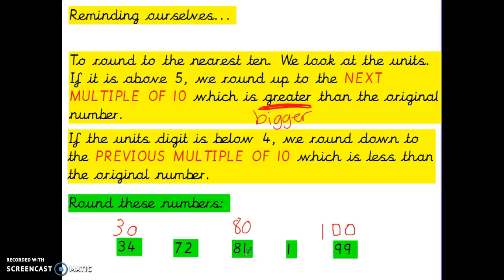So if you have a look here, we look at 1 in our units column, and we know that we're going to round down, so that turns it into 80. And we look here, we look at 4. 4 is in the units column, we're going to round down to 30. Both 80 and 30 are multiples of 10. We look here at 99. We know that we've got to round up. 100 is still a multiple of 10, it's got a 0 at the end. So we know it's a multiple of 10, and we have to round up.